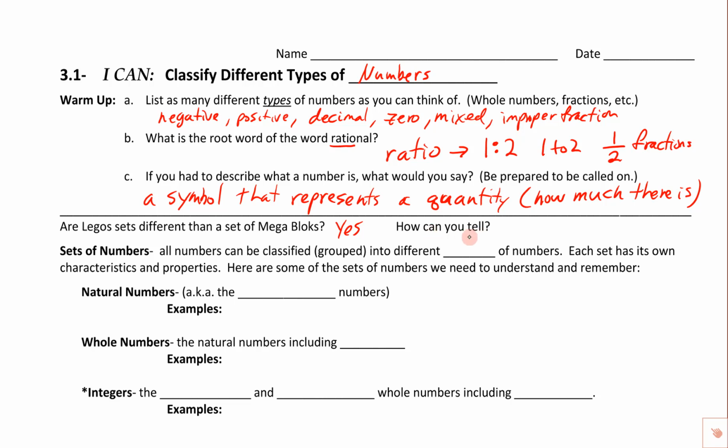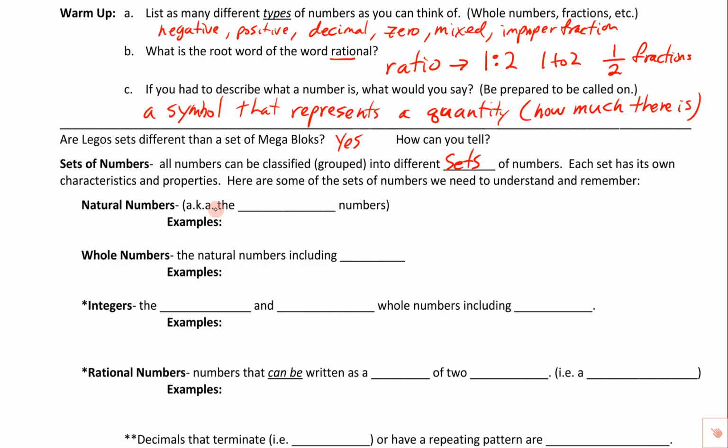We mentioned some of the ways that we can tell, and now we're going to talk about sets of numbers. All the numbers that you're aware of can be classified, and when we say classified, what we mean is we can group them into different sets of numbers. Just like sets of Legos or sets of Mega Bloks, we can make sets of numbers, and each set has its own characteristics and properties. Some of the numbers that we're going to need to understand and remember are the following. The first one are the natural numbers, and sometimes people call these the counting numbers. These are the very first numbers that you came across, like the numbers 1, 2, 3, 4, and I'm going to put a dot, dot, dot, so that continues.